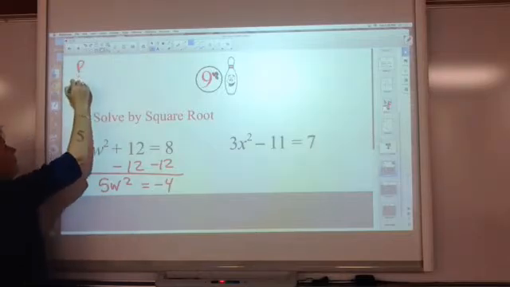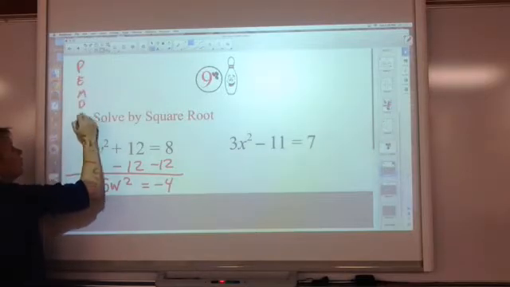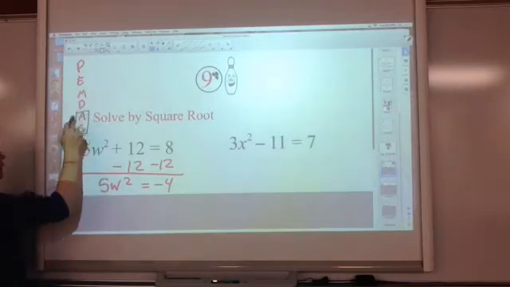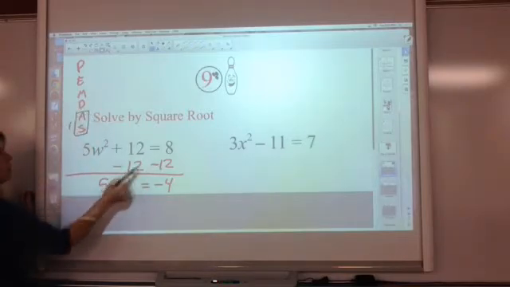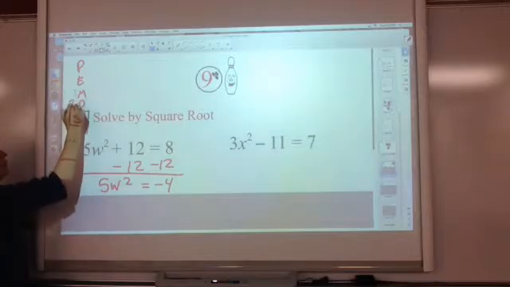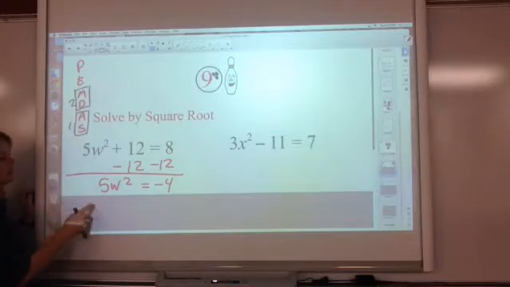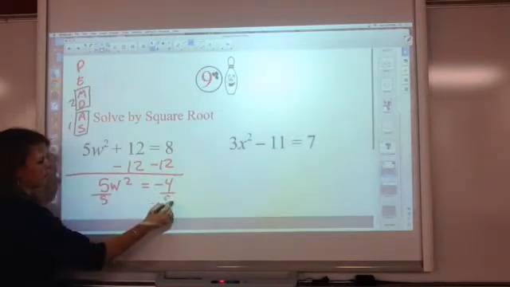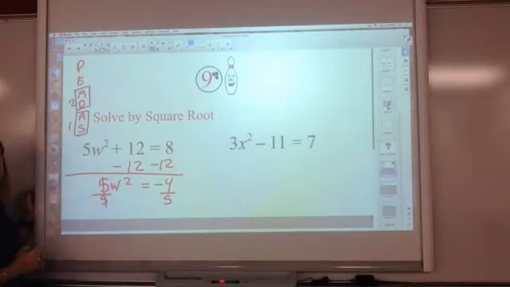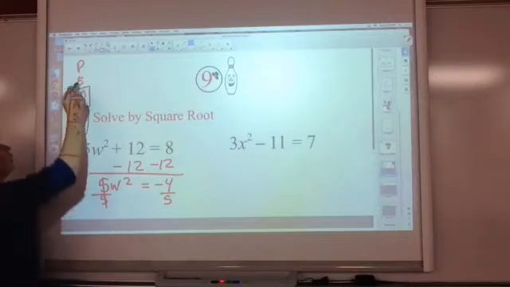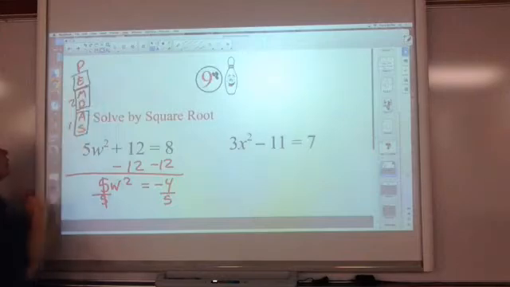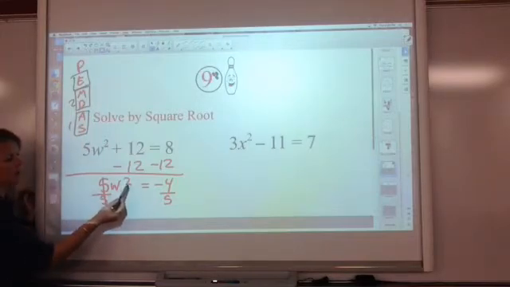Remember, we're doing PEMDAS, order of operations, backwards. All adding and subtracting get done first. Okay, we subtracted 12. Any multiplying and dividing gets done second. All right, let's divide by 5. We have a fraction. Don't panic. It's okay. Exponents come next. In Algebra 1, the only exponents we have to care about is anything squared.